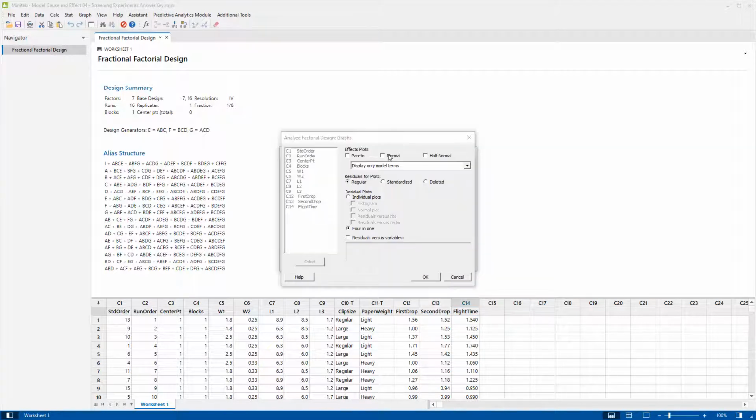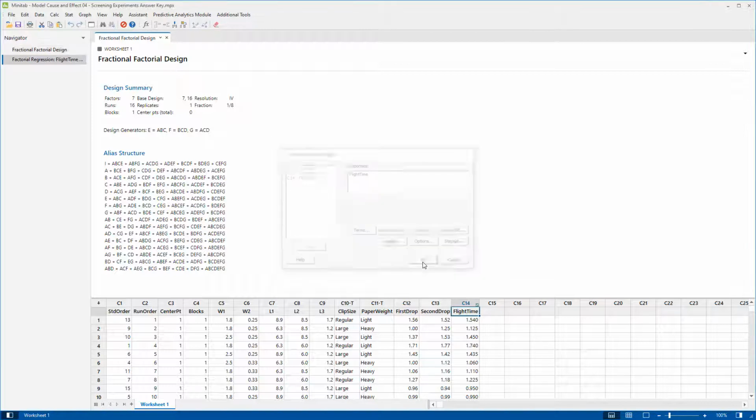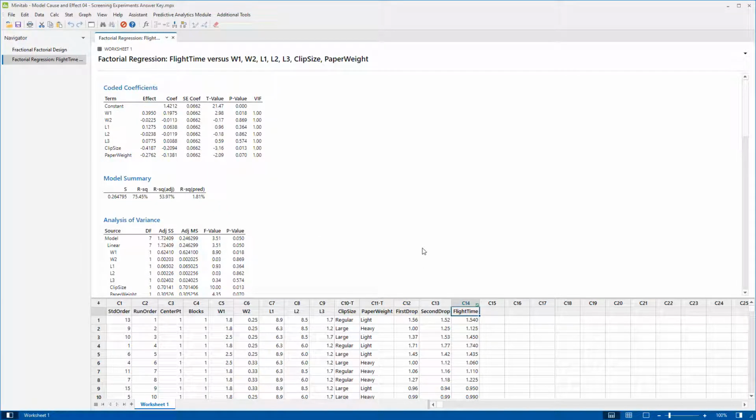And now let's look at the graphs. I'm going to choose a normal plot of the effects and a Pareto plot of the effects. These will tell me whether or not the effects are statistically significant. And for my residual plots, I want to look at all four of the residual plots. And I also want to plot residuals versus flight time, see if there's any patterns there. So click OK again, and Minitab does the analysis.